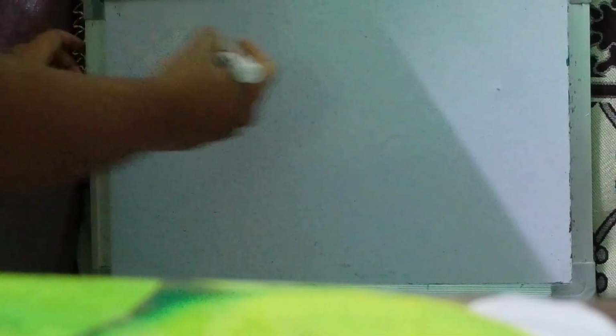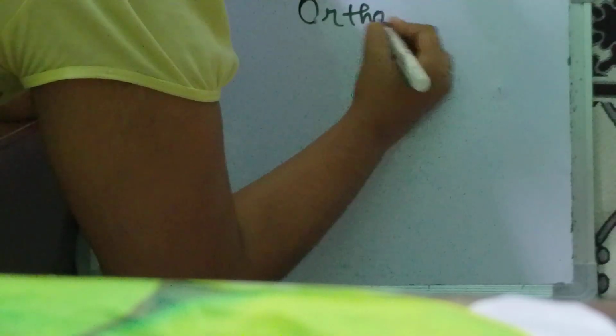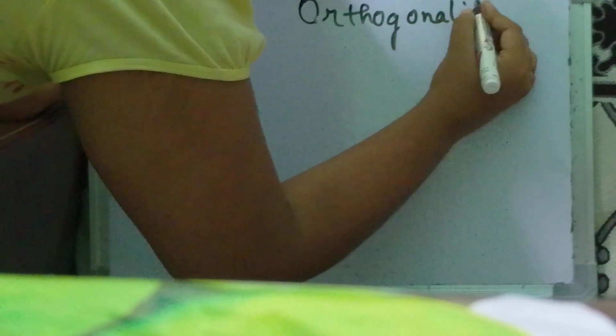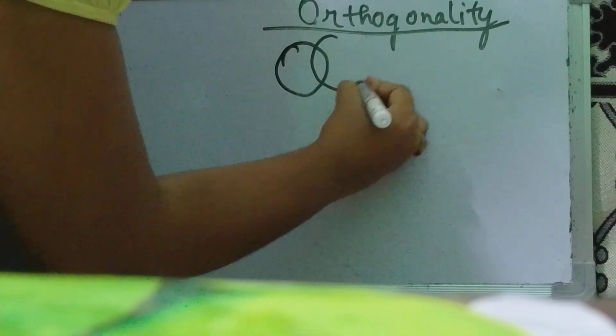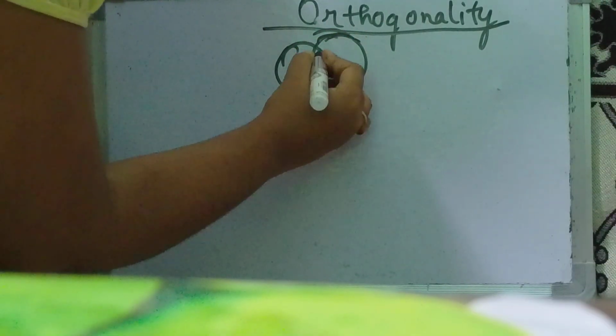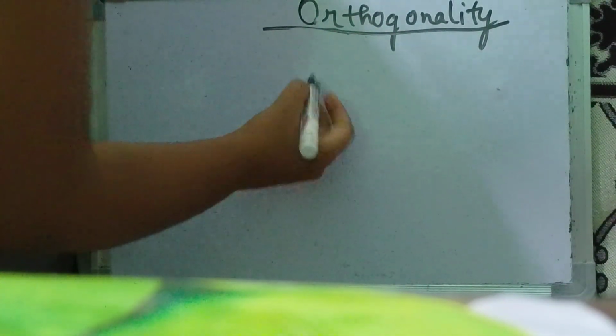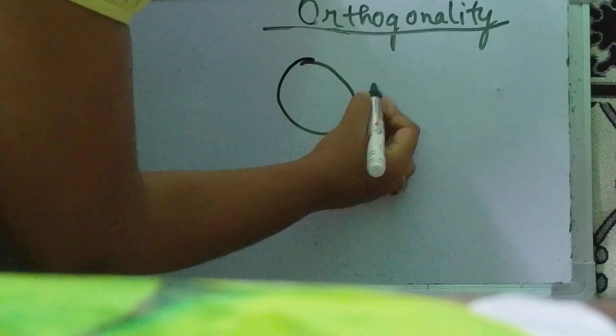Now, how to check if two circles are orthogonal or not? Let's solve a problem. Orthogonality means the two circles are at 90 degrees to each other. This is one circle and this is another circle. They cut each other at 90 degrees, and their tangents will also be perpendicular to one another.